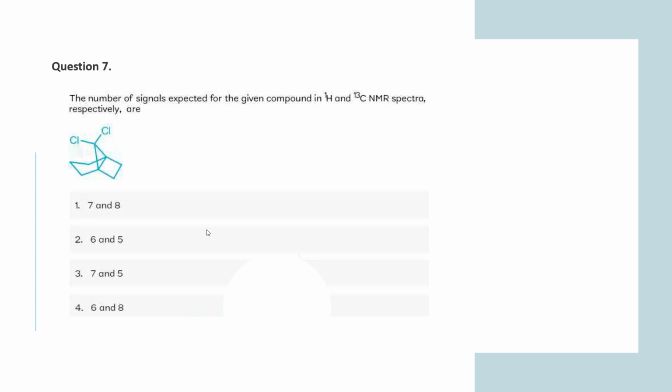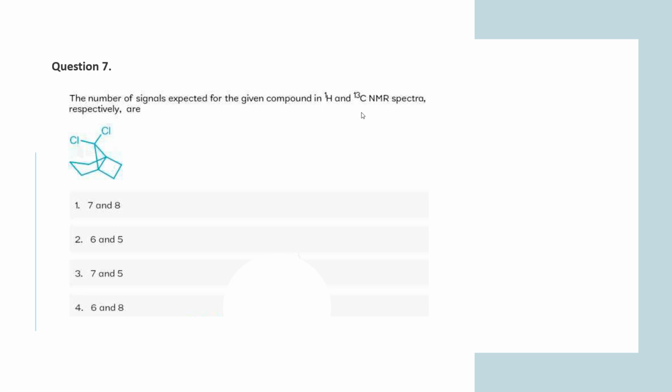So the first question we have from the NMR spectroscopy part is the number of signals expected for the given compound. This bicyclic compound is given to you and you are asked the number of signals expected for the given compound in both 1H and 13C NMR spectra.